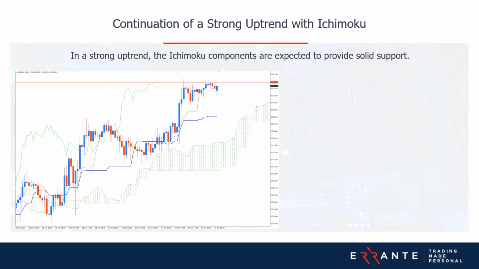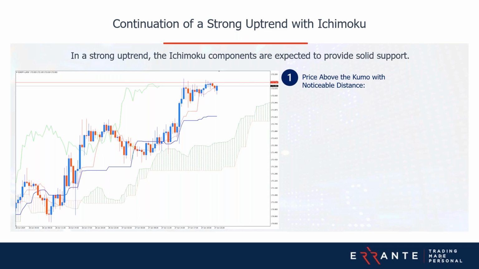And let's now move on to understanding how to identify the continuation of a strong uptrend using the Ichimoku indicator. Recognizing these signals is essential for maintaining positions and maximizing profits in the trending market. So as a title, we have continuation of a strong uptrend with Ichimoku, and we know in a strong uptrend, the Ichimoku components are expected to provide solid support. Let's explore these indicators in detail.